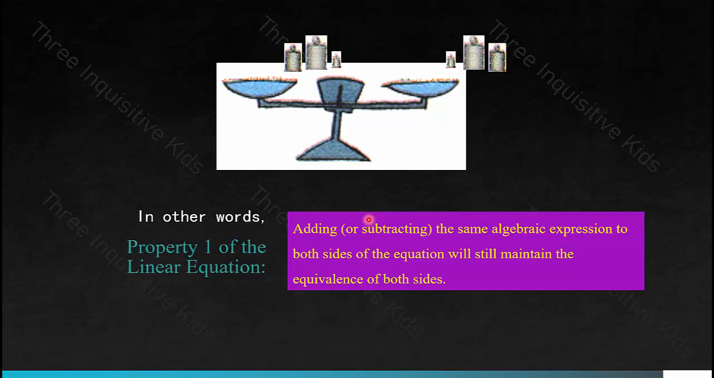So this is the first property of the linear equation. Take notes of this, and we will be coming back to it quite soon later in this lesson. So mathematically, we can write it as: if A is equal to B, then A plus positive or negative C is equal to B plus positive or negative C.